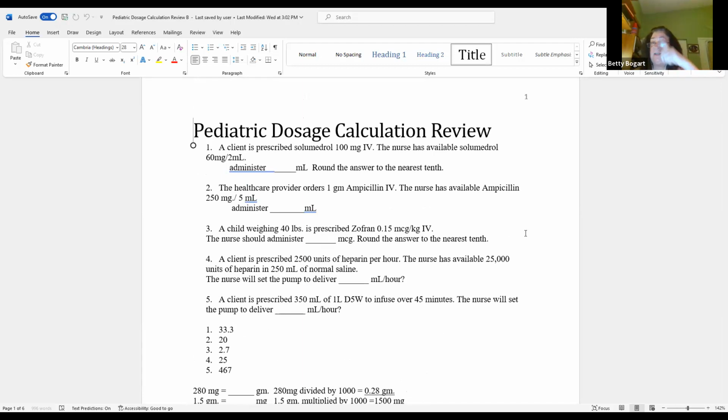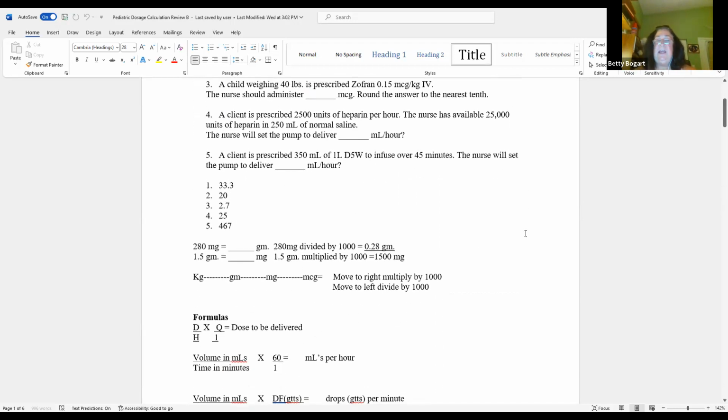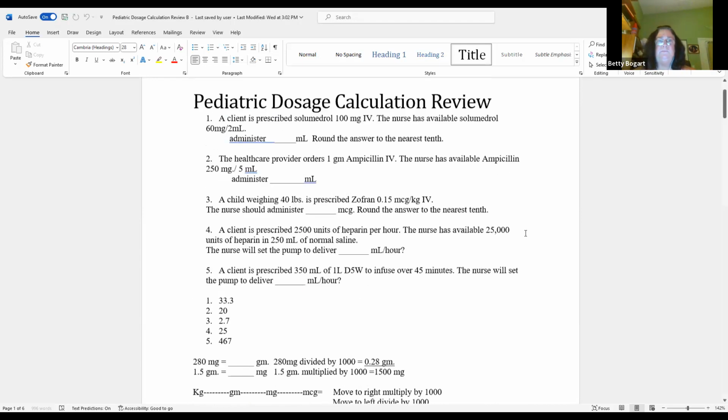One is DH times Q over 1. And always put 1 so that you keep it straight, so you don't get crooked when you're trying to multiply and divide, okay? And then the second one you're going to put down is volume in mLs over time in minutes times 60 over 1. I will tell you that times 60 is forgotten a lot. So that's one thing you need to make sure.